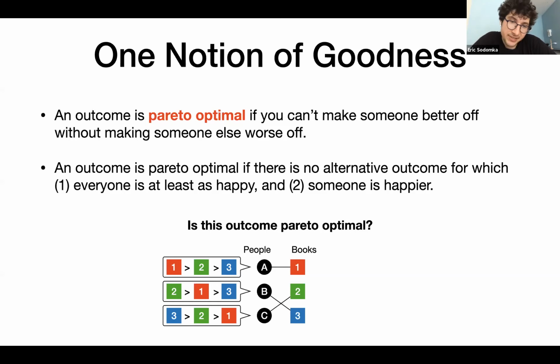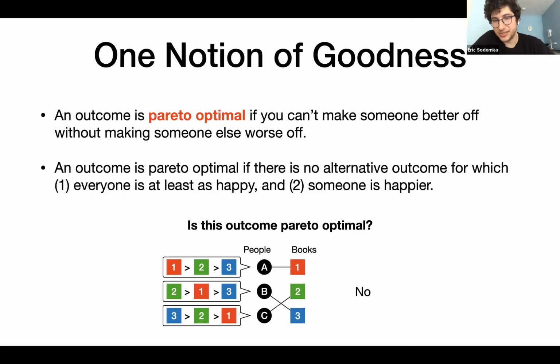So, right, B is getting their least favorite book. This is true. But the key piece is that there is this alternative outcome that could make everyone at least as happy, and someone is strictly better off than they were before. So you're not making anyone worse off. And what is it that would cause this to happen? Well, just the exact same allocation that we were showing to start with.